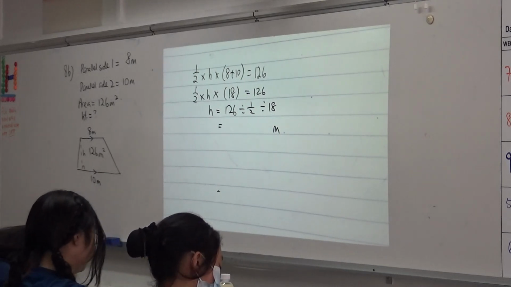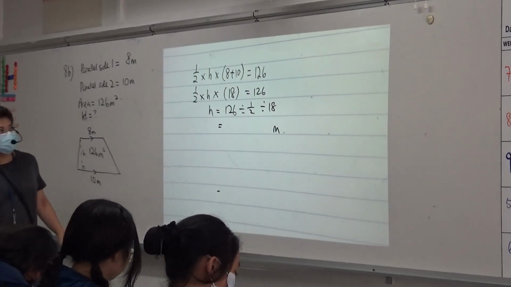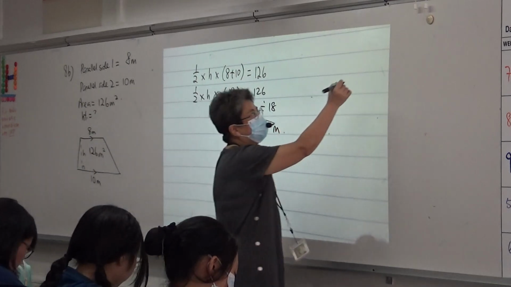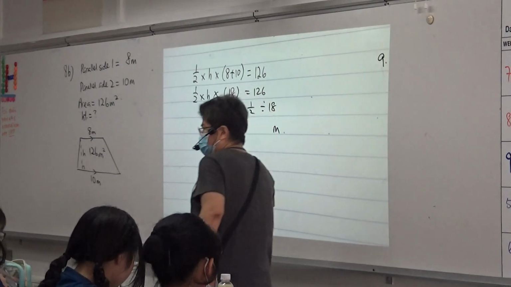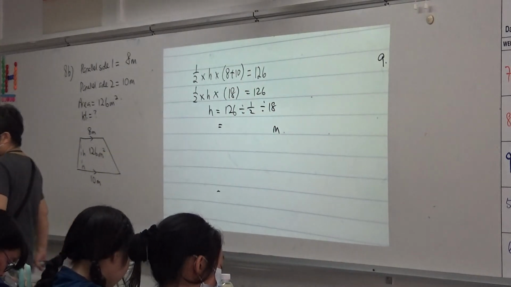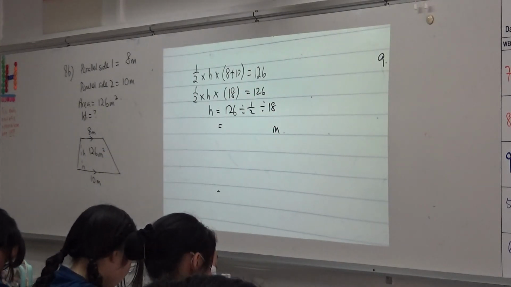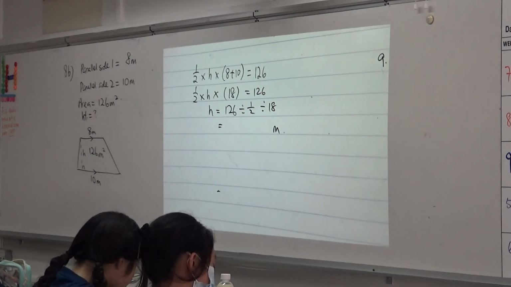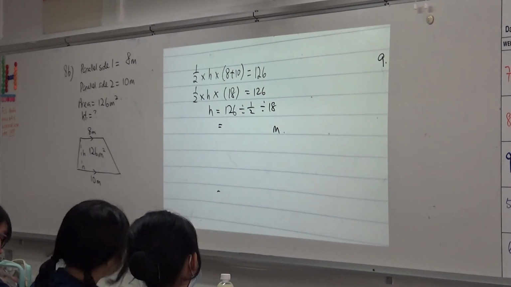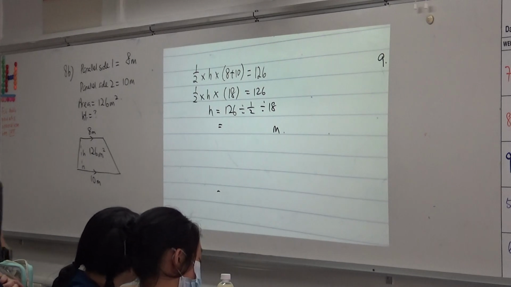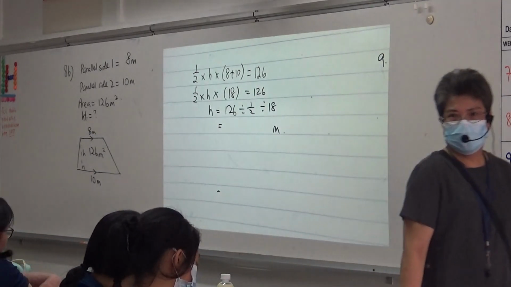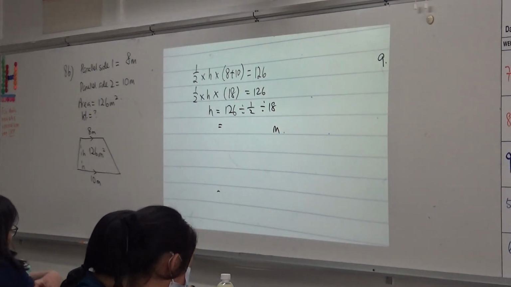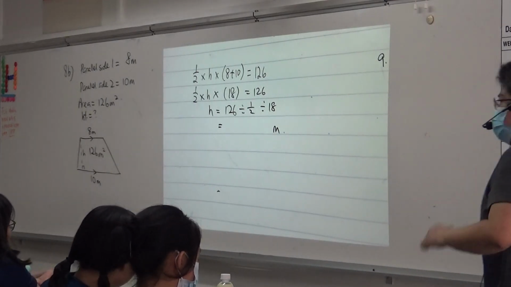for those who are done with 8B, can all of you look at question number 9? Those who have done 8B, look at question number 9. I will give you 3 minutes. If you can do it, you try first. If you cannot, I will do it for you later. Okay? Question number 9. Please draw the diagram first.